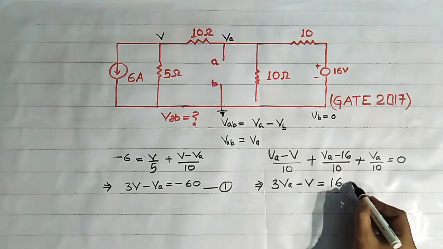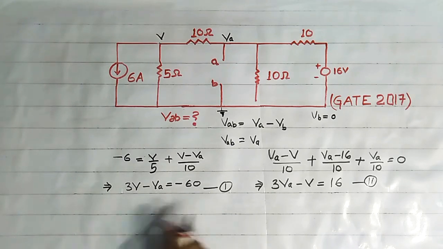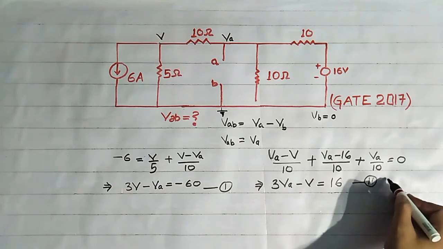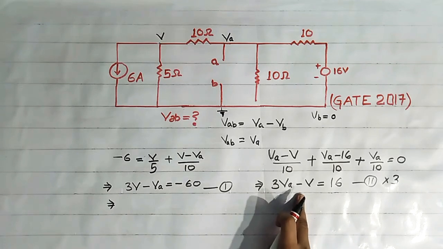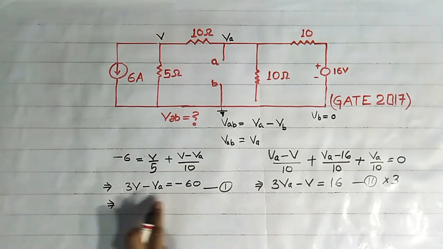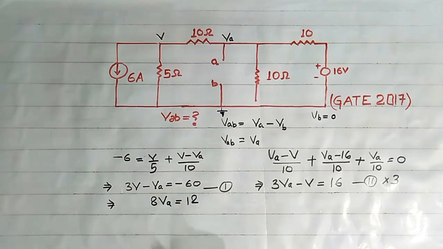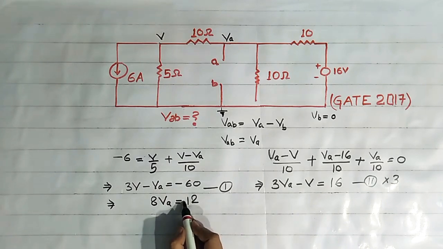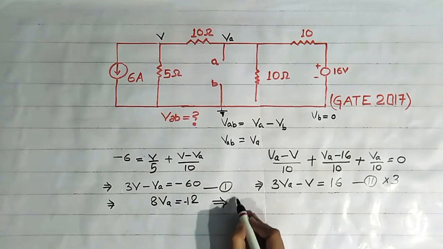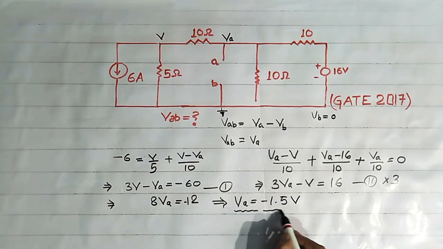Now we can easily solve these two equations. We have to eliminate the value V, then we get the value of VA. On solving this, multiply this whole equation by 3, and after that add these two equations, we get 8VA is equal to minus 12. So finally we get VA is equal to minus 1.5 volt. So this is the answer of this question.